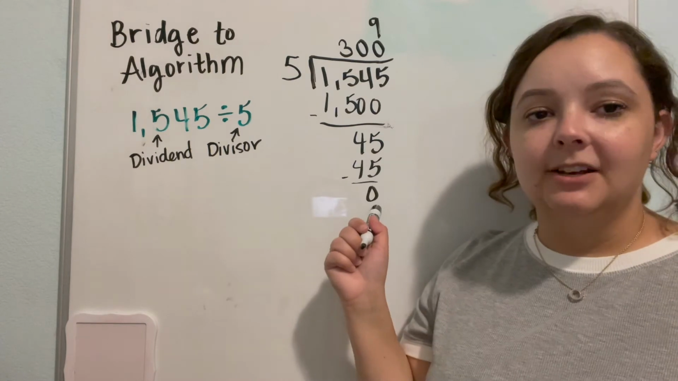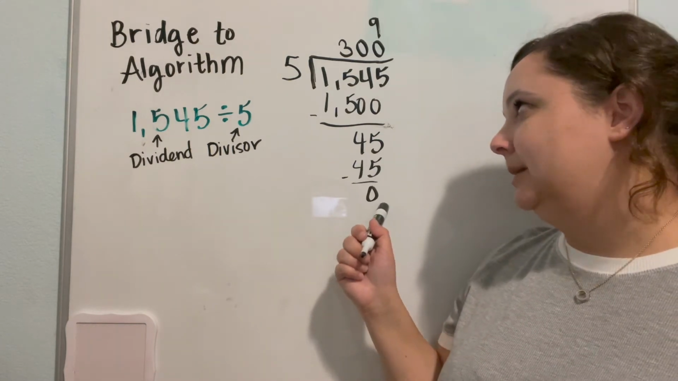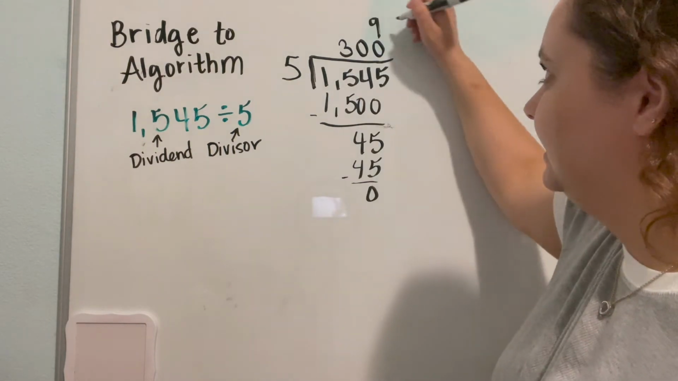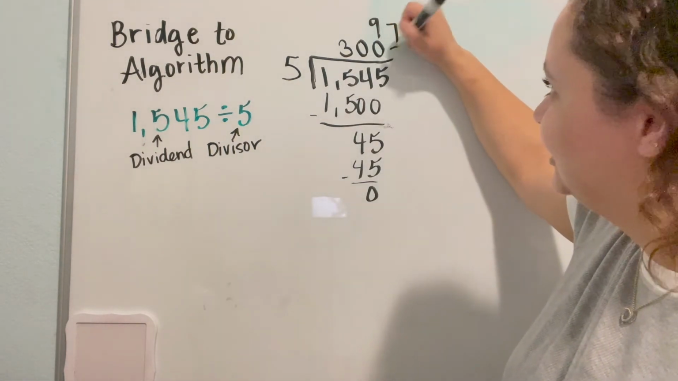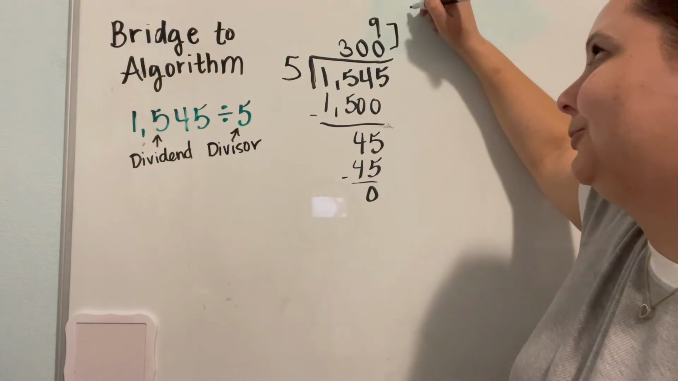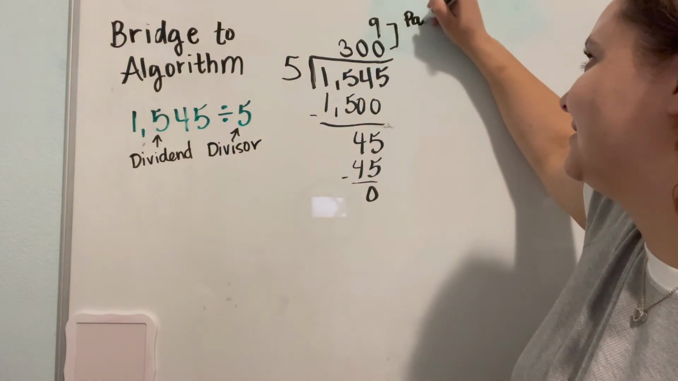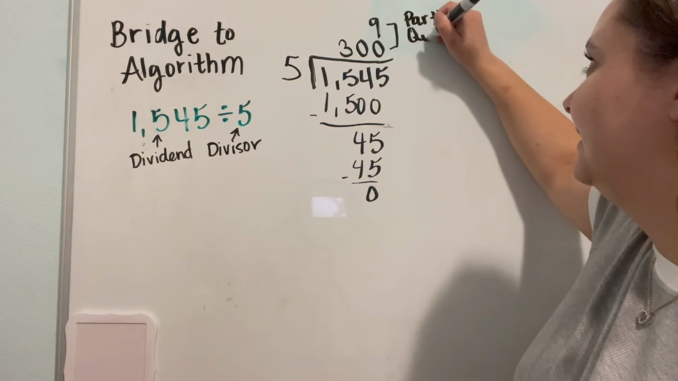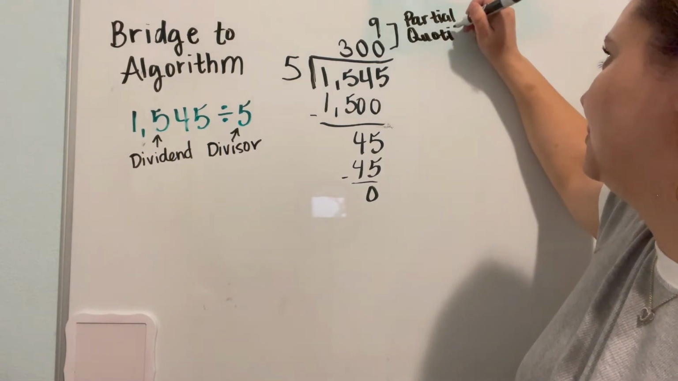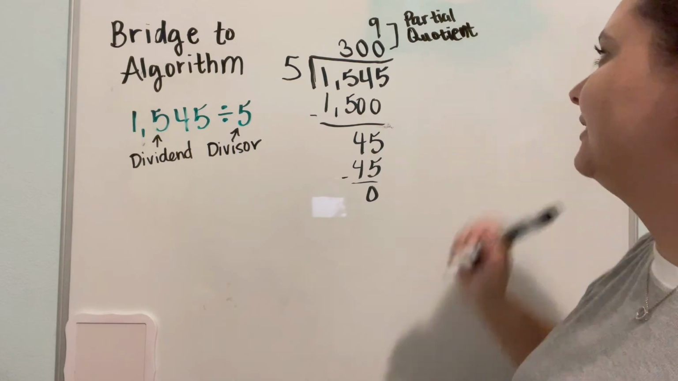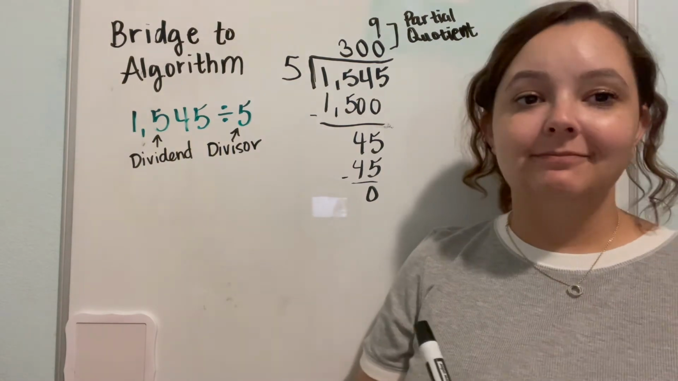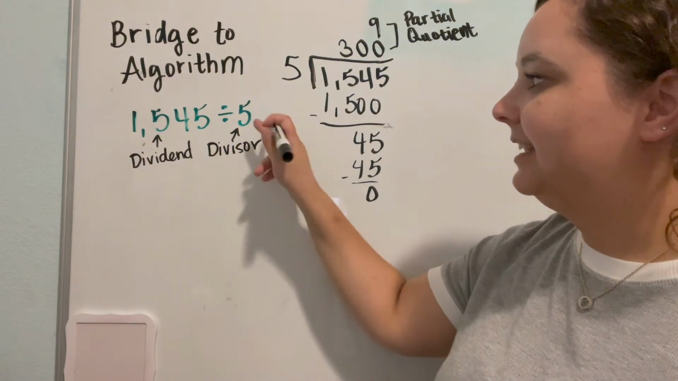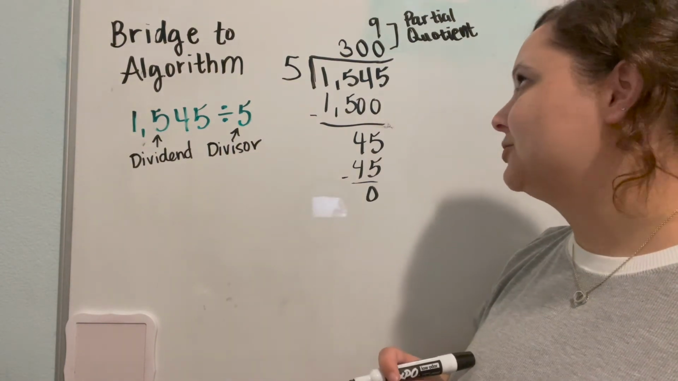Now that I have nothing else to subtract or to divide, we are going to take a peek at what numbers we've written up here. These, just like in the last strategy, are called partial quotients. And what we need to do to find our total quotient is add them together. So we have 300 plus 9 gives us 309. So the answer, or our quotient to our division problem, is 309.